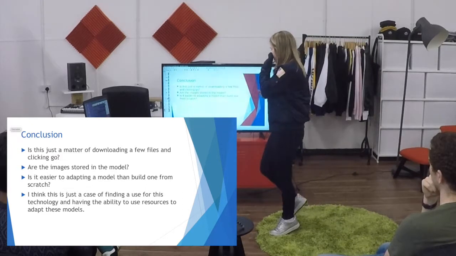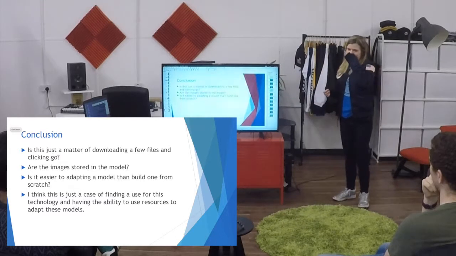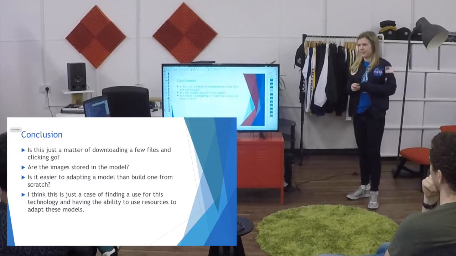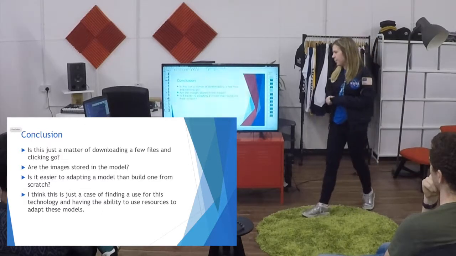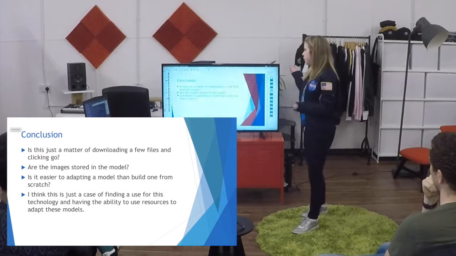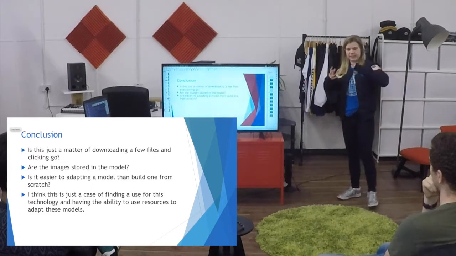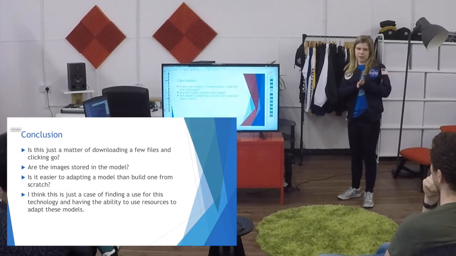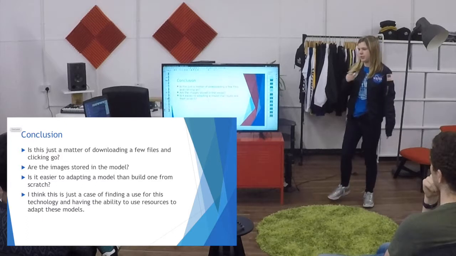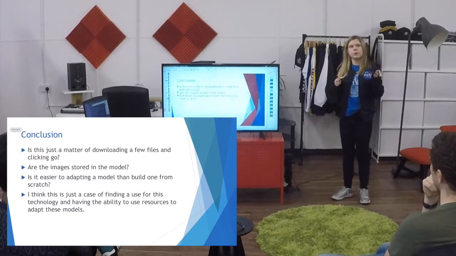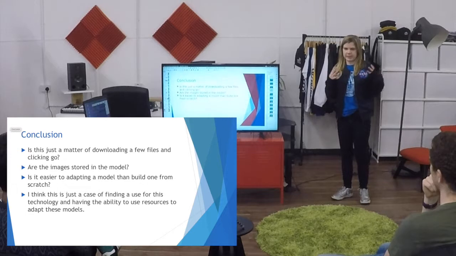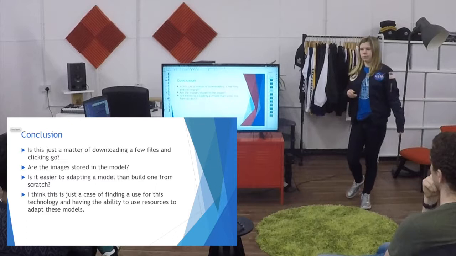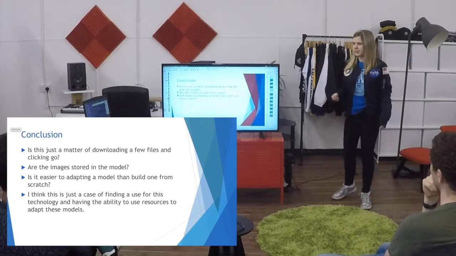And are the images stored in the model? No, they get turned into an array in the model. And is it easier to adapt a model than build one from scratch? Yes, it is. For my purposes, it was much easier to take an already established model and add my own images onto it. Whereas if it was for a more bespoke case, such as self-driving cars and the NHS, where they've been used, then you'd build a model for that rather than using a pre-trained one. So yeah.